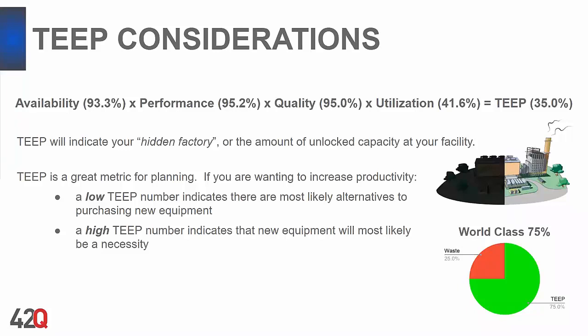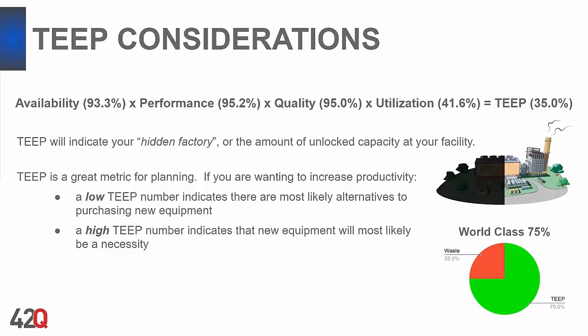Most likely that means that if you want to get that productivity number up, you can add another shift, add another day of the week, or maybe you just need to improve your current OEE number. So you need to improve availability, performance, and quality and get that number up. Whereas if you have a high TEP number, that means your OEE numbers are already good. That means availability, performance, and quality are already good.